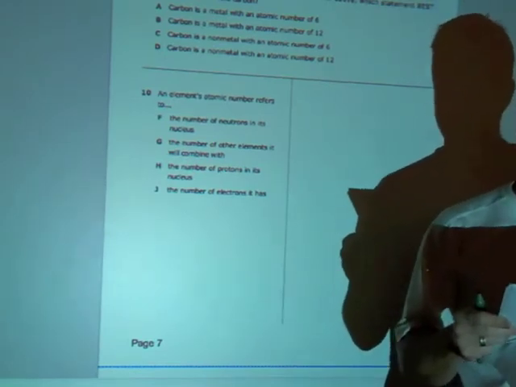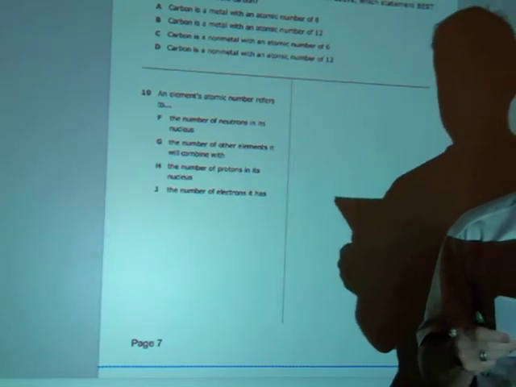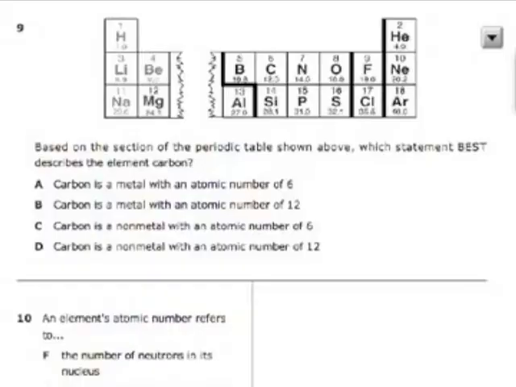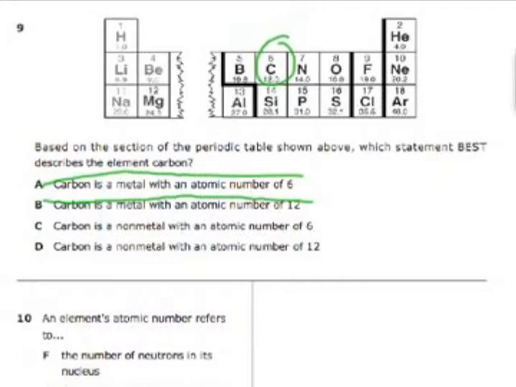Based on the section of the periodic table shown above, which statement best describes the element carbon? So carbon is right here. Carbon is a metal with an atomic number of 6. Is it a metal? No, because it's on the right side of the zigzag line, so that's out. Carbon is a metal with an atomic number of 12. The metal's still messing things up, plus the 12 messes us up. See, carbon is a non-metal with an atomic number of 6. Yes. That's true. Let's look at D. Carbon is a non-metal with an atomic number of 12. No, its mass is 12. So C is our answer.